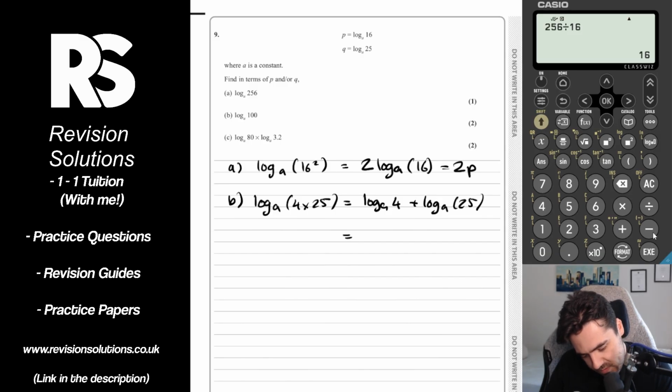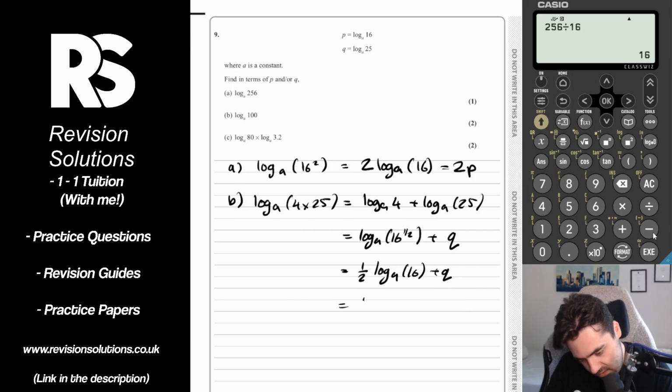And then log base A of 25 is good because that's Q, but what can we do with log base A of 4? Well, 4 is actually the square root of 16. So we could write that first as log base A of 16 to the power of a half. And then this guy is just Q. And then using the same rule we had before, that's a half of log base A of 16 plus Q, or in other words, it's a half of P plus Q.